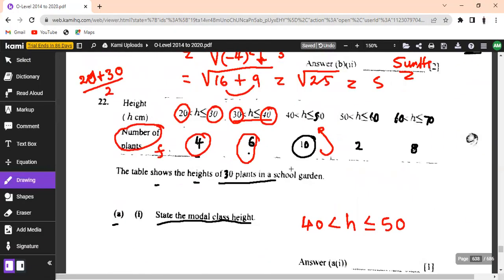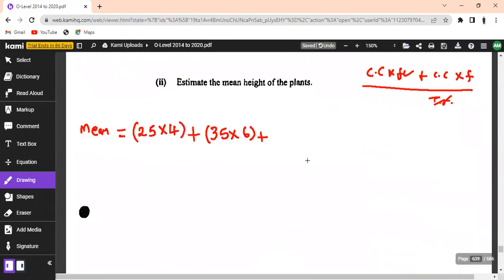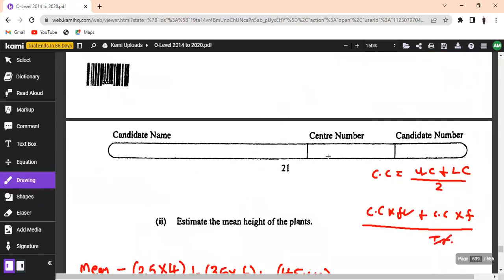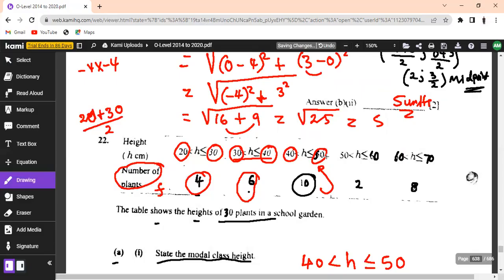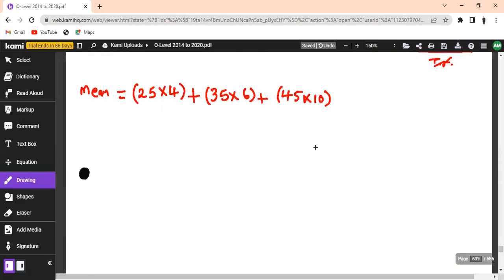So let's move on to the other class, which is 40 and 50. If I add 40 and 50, that is 90. 90 divided by 2 is 45. So it will be 45 times the frequency, which is 10. Then let's move on to the other class, which is 50 to 60. We add 50 plus 60, which is 110, divided by 2, which is 55. So this is 55 times the frequency. We saw that the frequency there was 2.